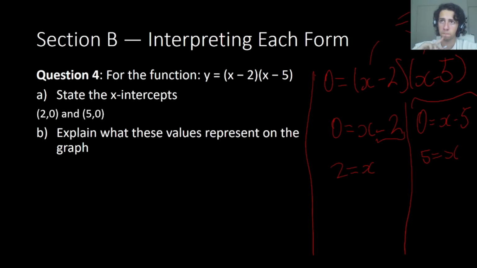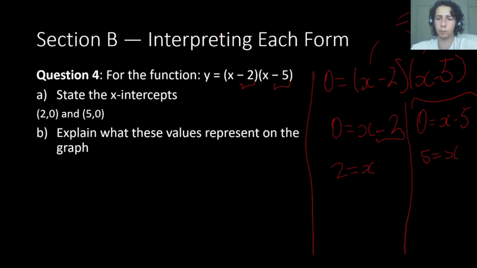Now, once you get better at this, or once you do more and more of these types of questions, you can easily see that when you have them in factorized form, you can quickly look at these numbers here, and you know that the x position of the x-intercept is always going to be the opposite sign of that number within the brackets. Now let's move on to B.